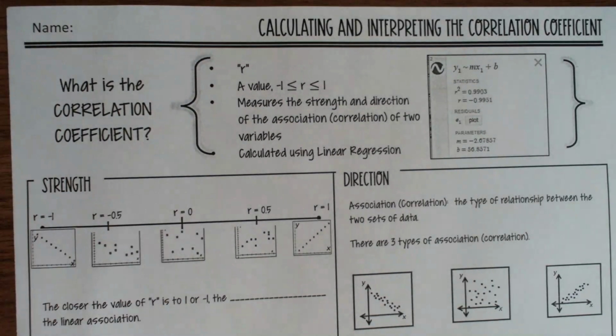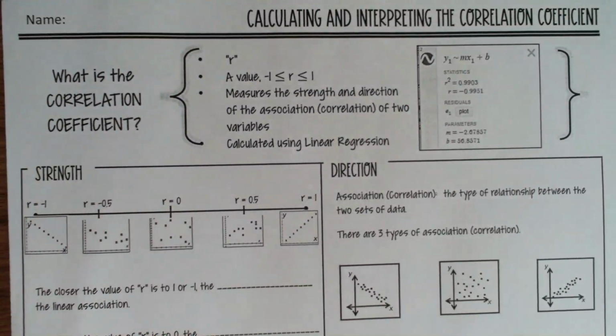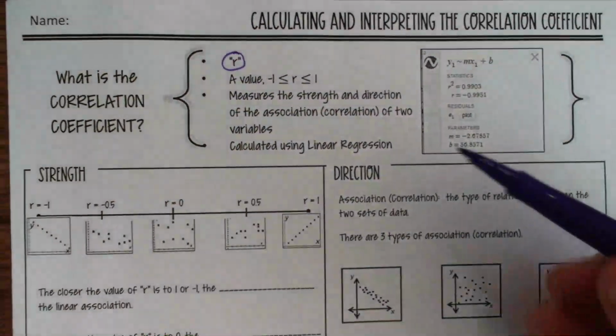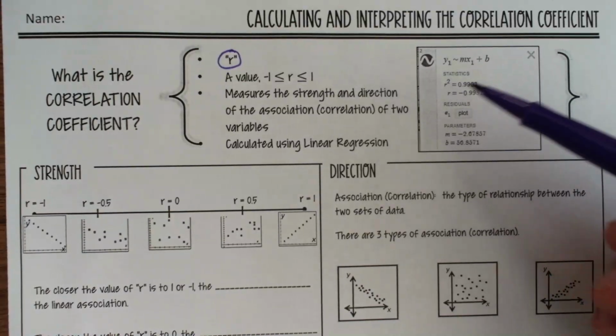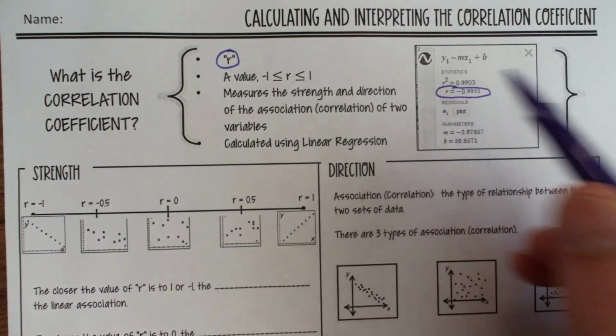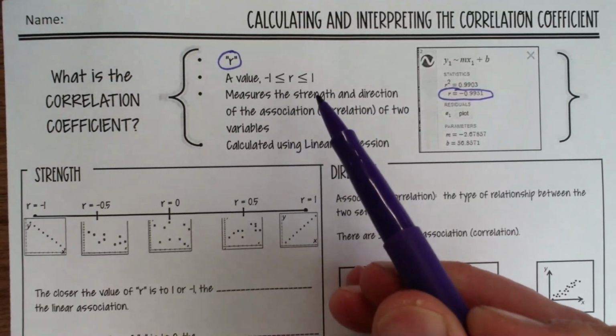Okay, today we're looking at our notes for calculating and interpreting the correlation coefficient. So, what is the correlation coefficient? When we do a regression, it's what's called our R value. Whenever we do a regression, we'll see R squared. We want to pay attention to R. The value will be between -1 and +1.